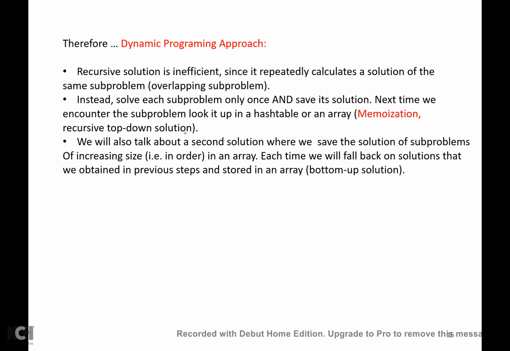The recursive solution is inefficient since it repeatedly calculates the solution of the same sub-problem, the overlapping sub-problem. Instead, solve each sub-problem only once and save its solution. Next time we encounter the sub-problem, look it up in a hash table or array. This is memoization, using the recursive top-down solution. We will also talk about a second solution where we save the solutions of sub-problems of increasing size in an array; each time we fall back on the solution obtained in the previous step and store it in the array, which is a bottom-up solution.